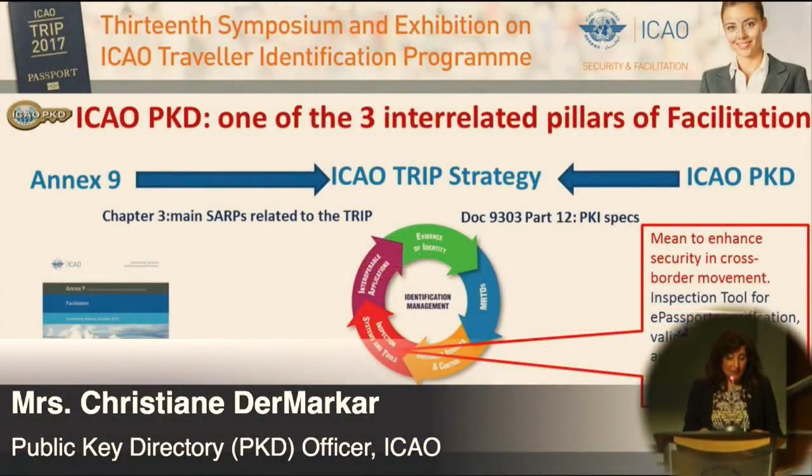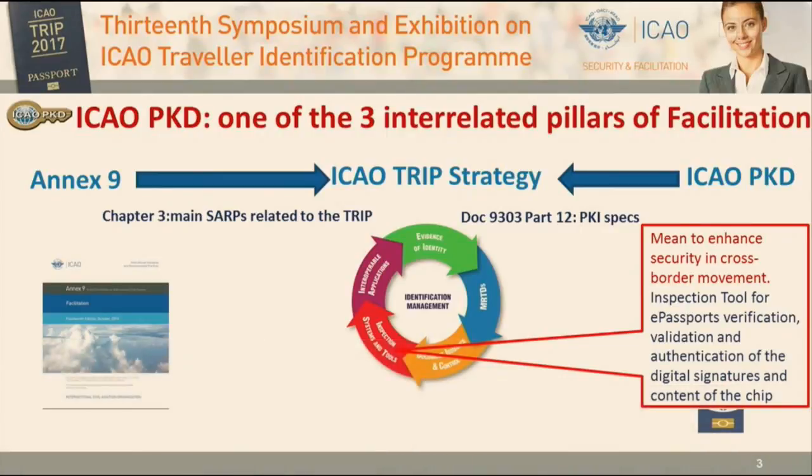So today we talk about the PKD. As presented quickly in the beginning by Dr. Abdennebi, the ICAO PKD falls under the facilitation program. It is one of the 3 interrelated pillars of facilitation, the 2 others being ICAO TRIP and Annex 9. ICAO PKD is grounded in the TRIP strategy under the red element, inspection systems and tools, being the tool that facilitates the sharing of the PKI information for the validation of e-passports at border control. In fact, validating the content of the chip.